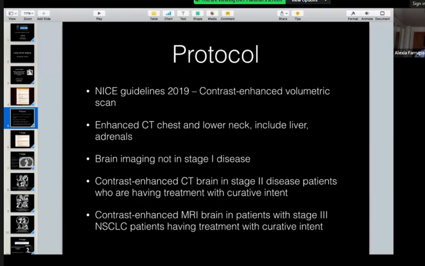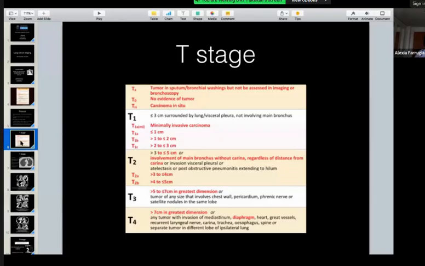However, in stage 2 and stage 3 disease, we would do a contrast-enhanced CT brain in patients who are having treatment with curative intent. A contrast-enhanced MRI brain is performed in those patients with stage 3 non-small cell lung cancer who are also having treatment with curative intent. So let's start by breaking the TNM classification down, and we start with the T stage.